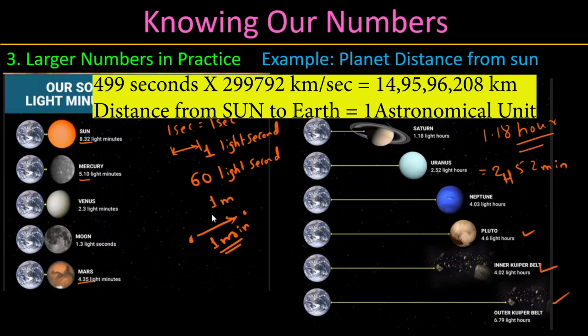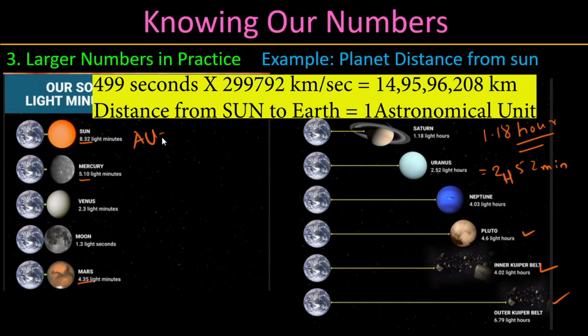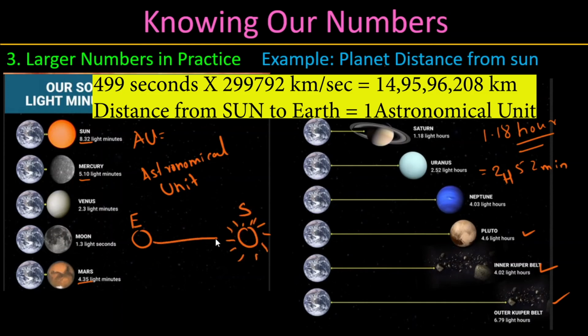Okay, and one more point I wanted to tell here, that in astronomy we have the astronomical unit, we call it AU. Let's see how exactly this is defined. For example, this is Earth and this is the Sun. This is the distance.